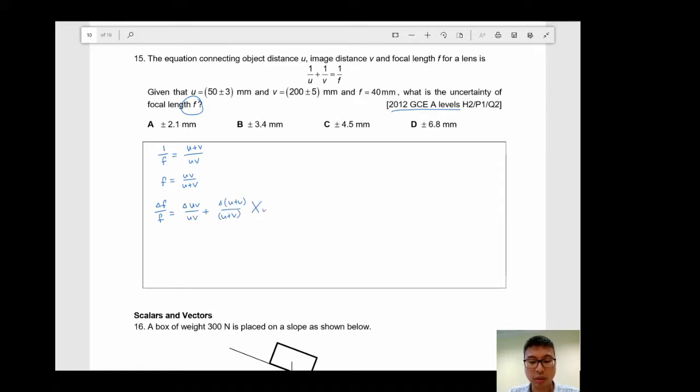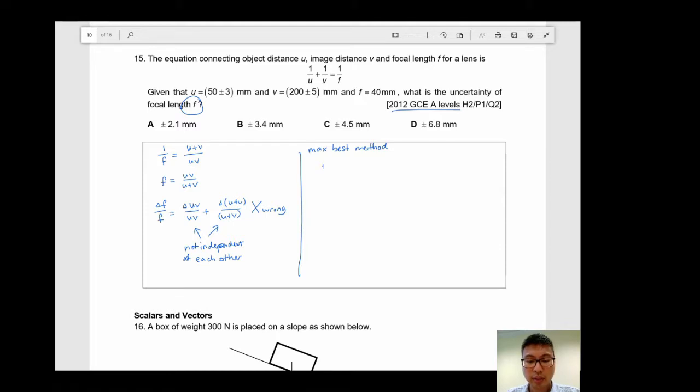This is wrong. Why is this wrong? Because these two variables are not independent. If you change either v or u, both of these things will change. So you can't really calculate the uncertainties of these two. Since they're not independent of each other, you can't treat them as separate fractional uncertainties. So how then can we do this question? Well, we can do it using the max-min method.